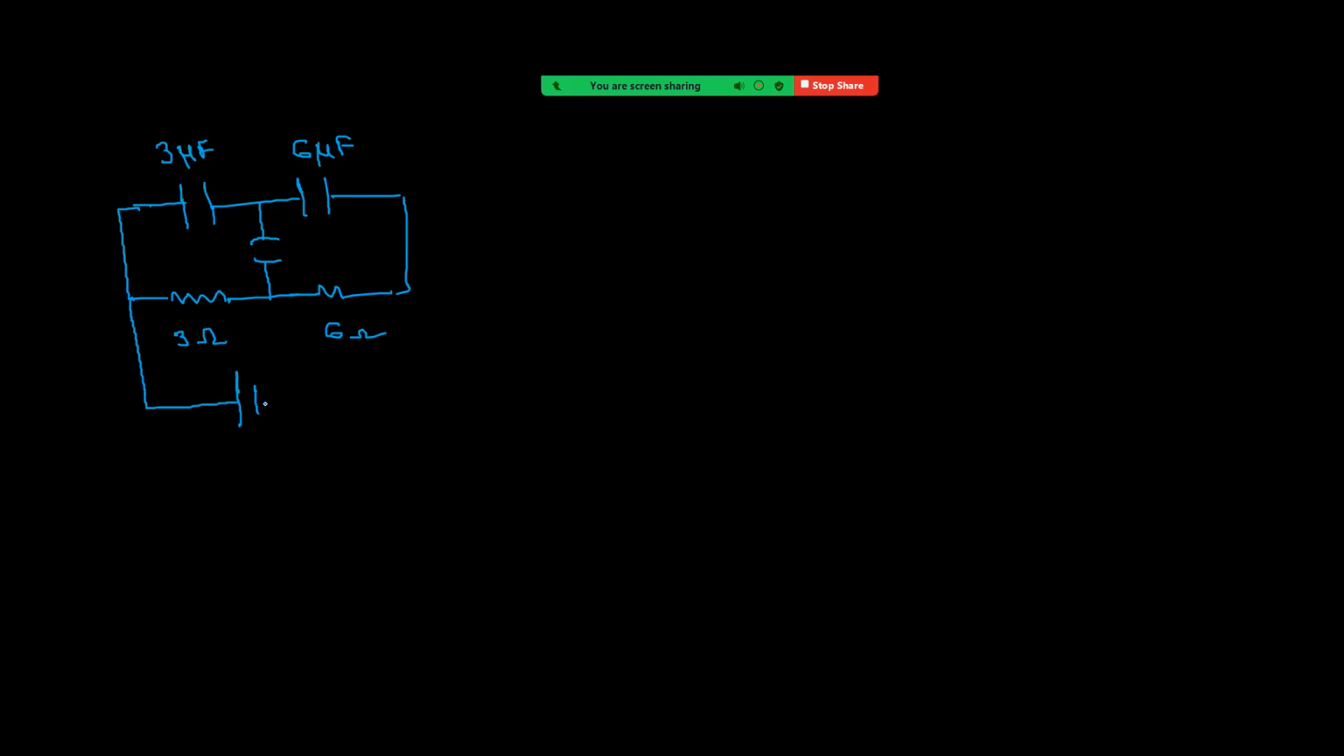So let us make a diagram first. Given 3 microfarad and 6 microfarad capacitors, connected to two resistors, 3 ohm and 6 ohm, and the switch is here, and connected to a battery of 9 volt EMF.